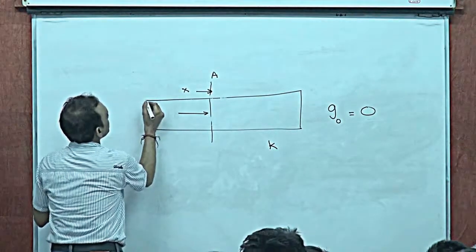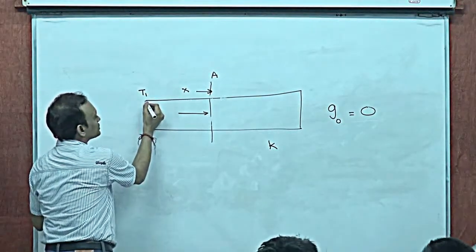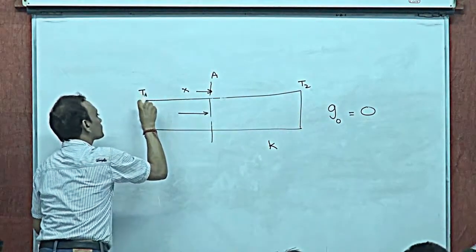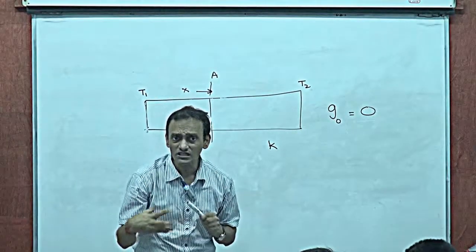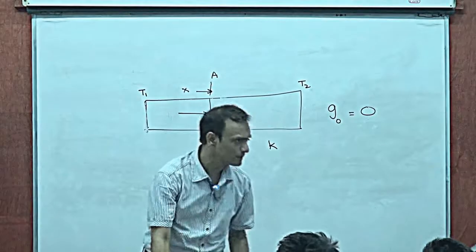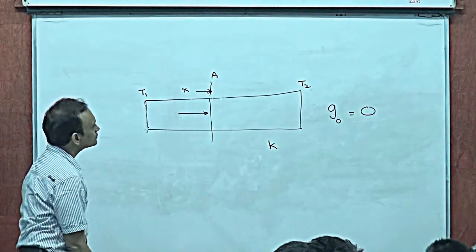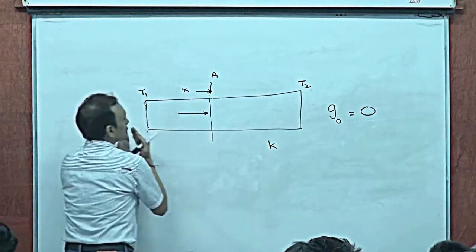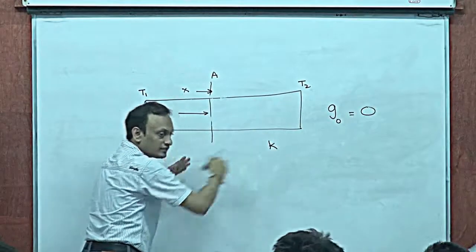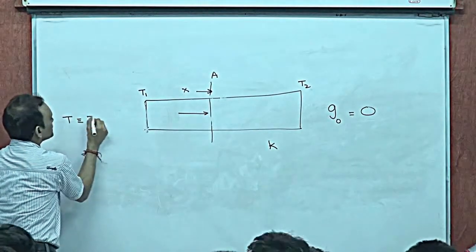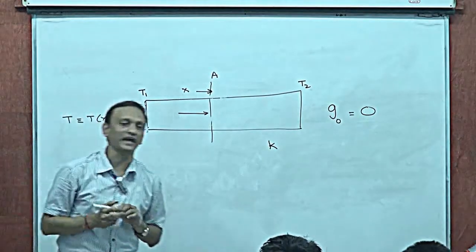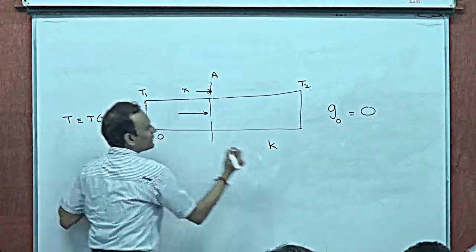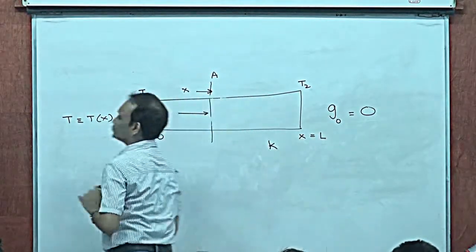Now, let's say by some means we maintain this end at temperature T1, and let's say we maintain this end at temperature T2 by some means. And like I said, there could be means of doing this. We could certainly do that if we like. So then temperature would vary with x. Under steady state conditions, temperature would be a function of x alone. At x equal to 0, it's T1. At x equal to L, it's T2.